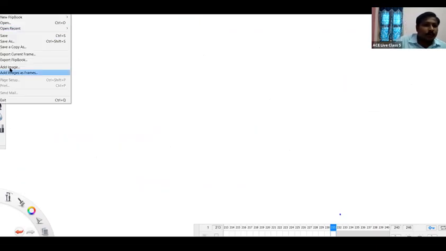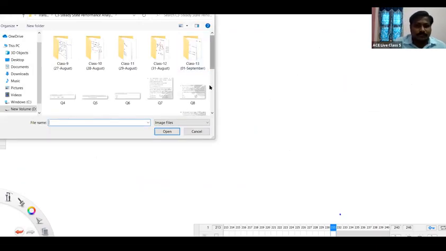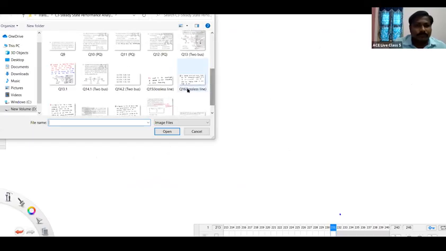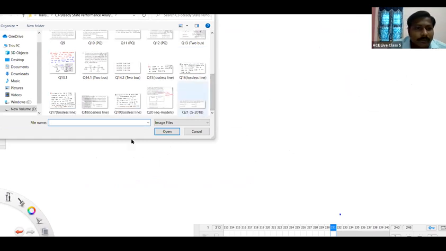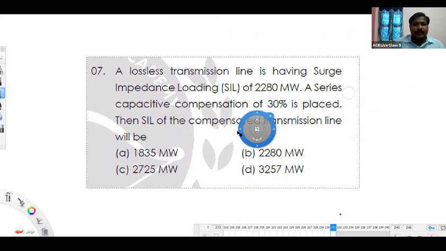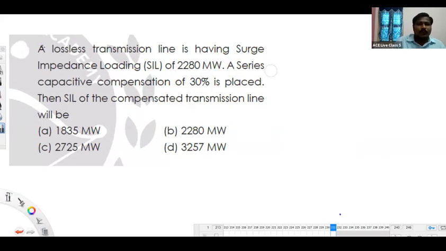Next, let's do some problems quickly regarding this compensation. Regarding this compensation, I'm going to take up some problems. See this one, it's a previous GATE examination question. Just go through it.